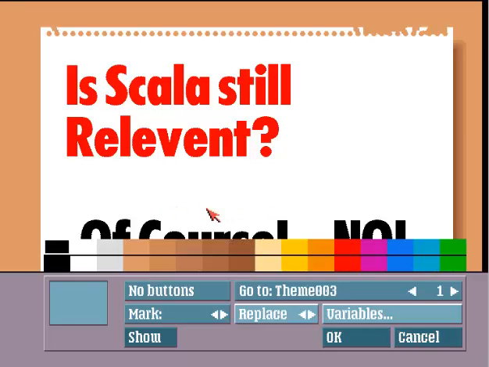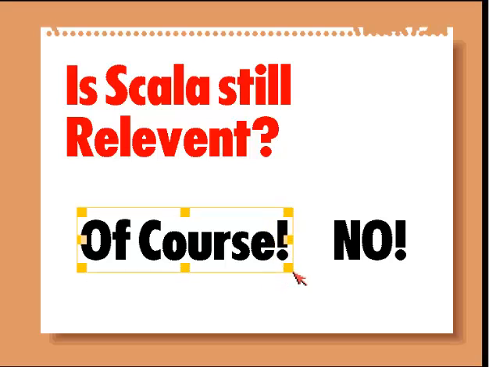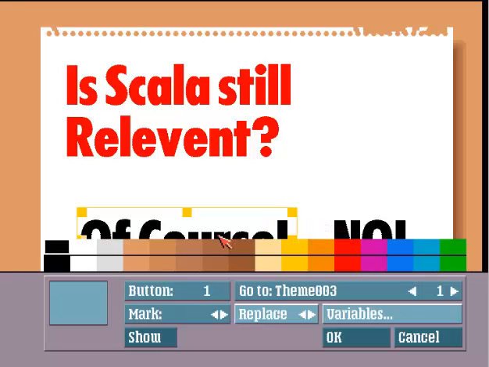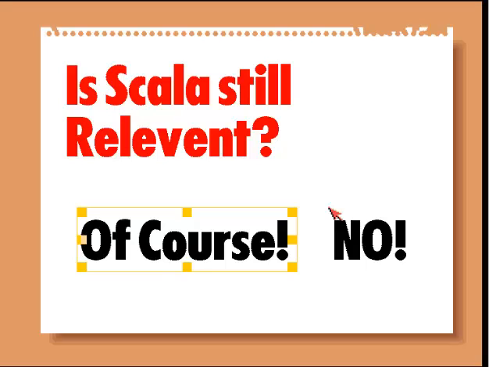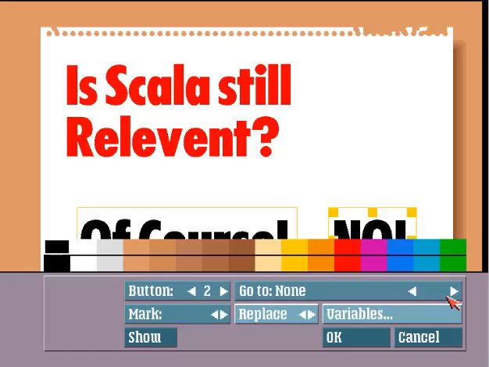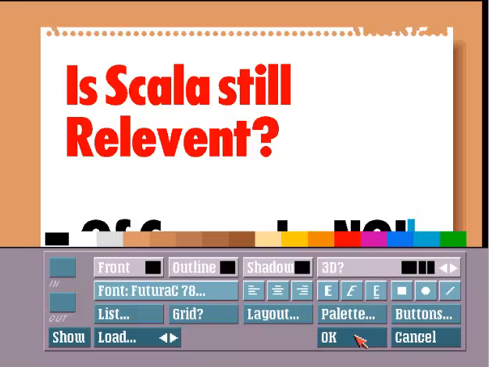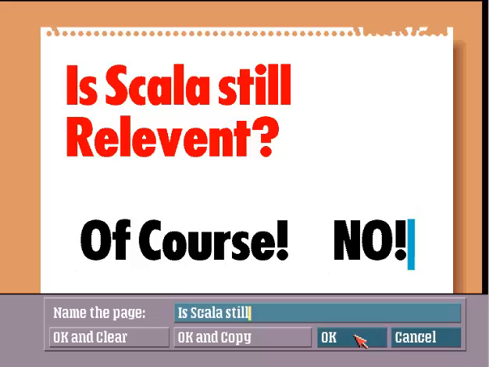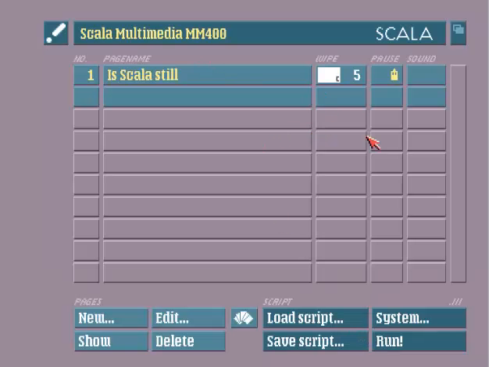So let's add a button. Of course, I just simply drag over the area. And I select where I want it to go to. So I probably have it going to nothing at the moment because we don't have any other pages. Now I want another button, so I go on to no. And if you don't think it's relevant, you can exit. Okay, so that's the first window. I'm quite happy with that. So there you go. That's the first window.